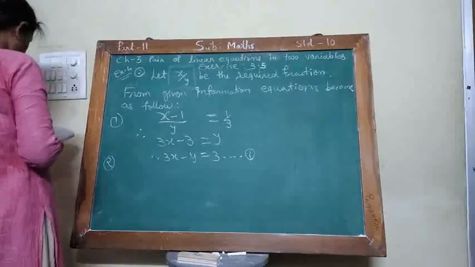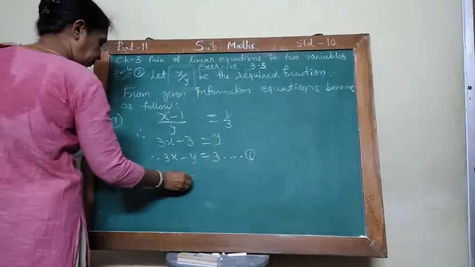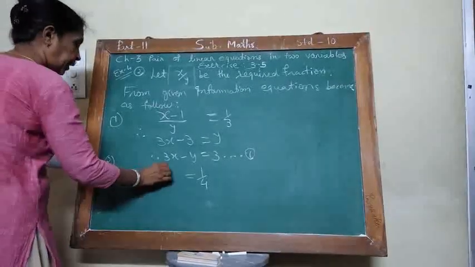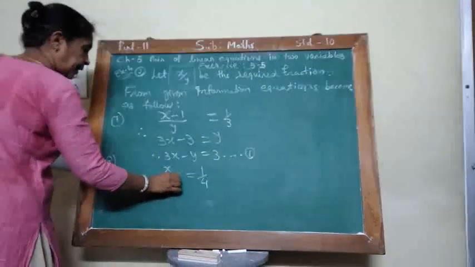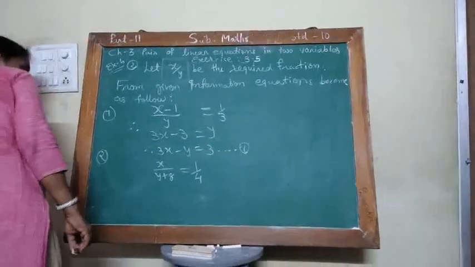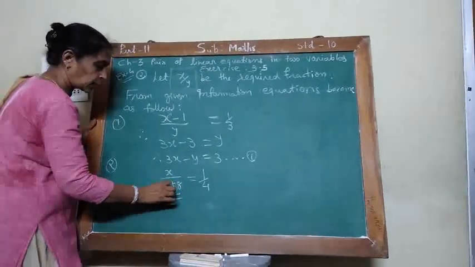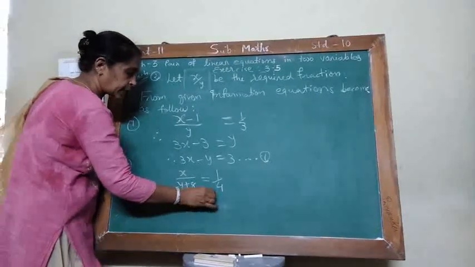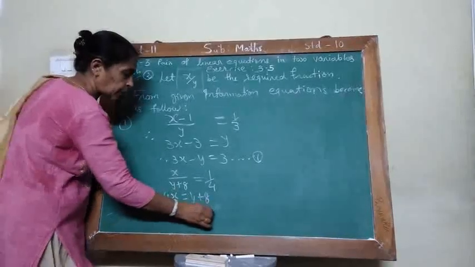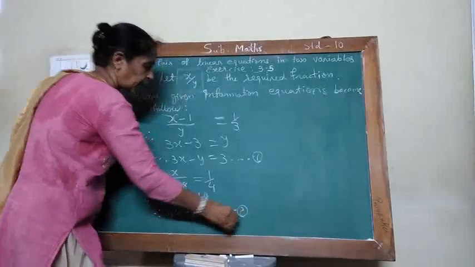Second, it becomes 1 upon 4 when 8 is added to its denominator. Denominator, when 8 is added in denominator. Okay, find the fraction. So do cross multiplication here. 4x is equal to y plus 8. And therefore 4x minus y is equal to 8. Y you take on this side. So the second equation I obtain like this.